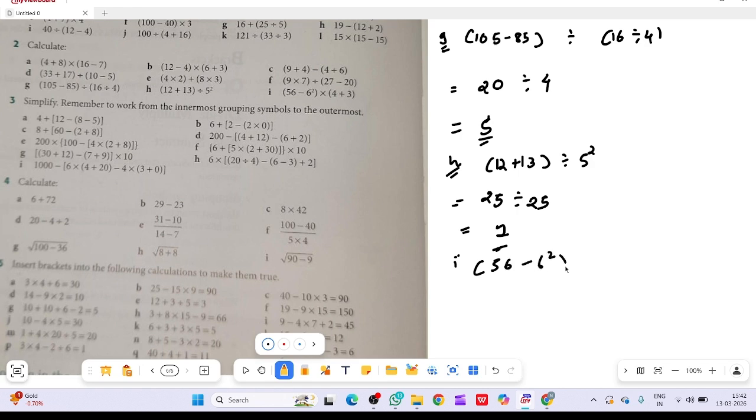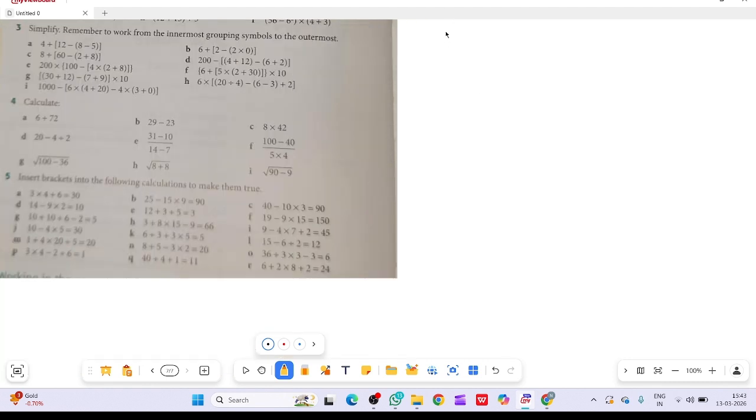56 minus 6 square multiplied by 4 plus 3. See, 56 minus 36 multiplied by 7. So 56 minus 36 is what? Is 20 multiplied by 7, which is equal to what? 140.